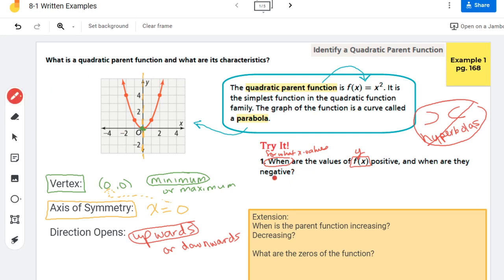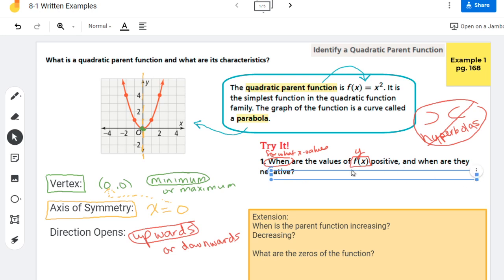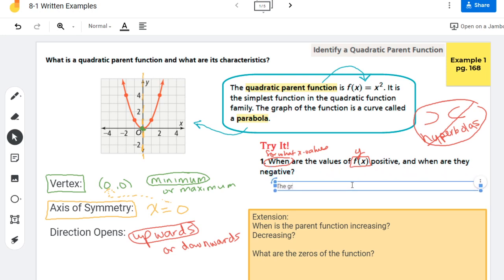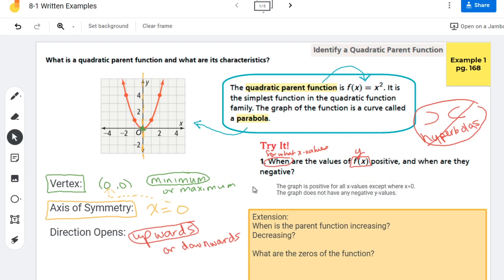So what I would say is, I'm actually going to type this out so that you guys don't see my messy handwriting. Okay. So I'm going to say the graph is positive for all x values except where x equals 0. The graph does not have any negative y values. Alright, so this parabola does not go down into the negative section for the y's, and it's positive for every value of x except for that vertex where x is equal to 0.